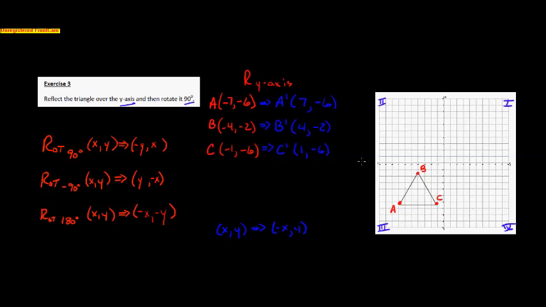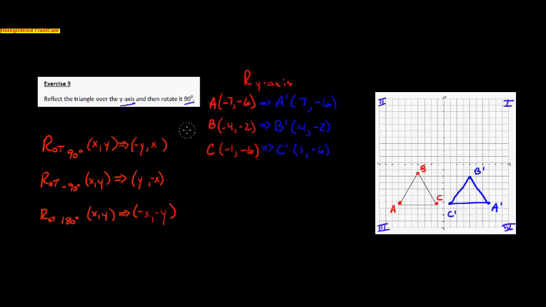Alright, so if you've done this with us all along here, that should be pretty straightforward. And so now I just have to graph them. So 7, -6 is going to be right here. That's going to be A prime. And 4, -2 is going to be right there. That's B prime. And let's see, C is going to be 1, -6, which is going to be right there. Okay, so I'm going to connect the dots, and I have a triangle that's the same size and the same shape, although it's been reflected, so it's flipped over that y-axis.